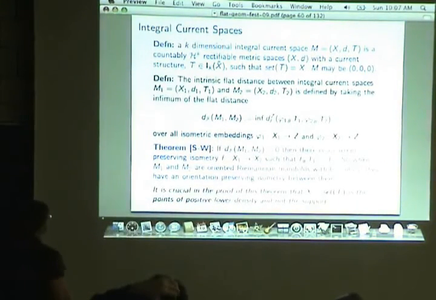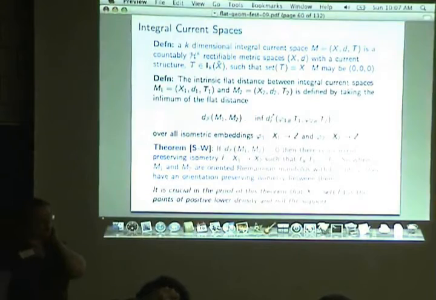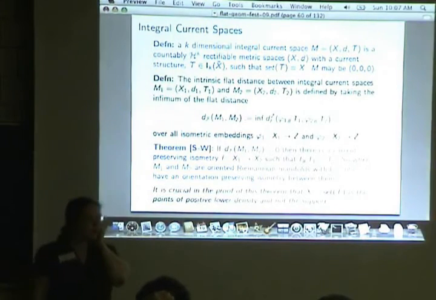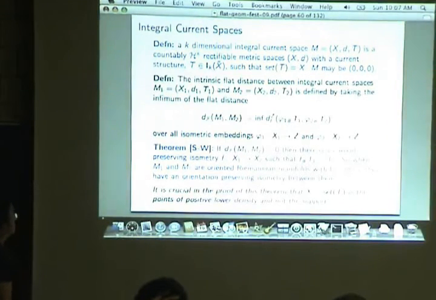Another interesting aspect is that our spaces include zero space. The zero space occurs, I'll show you a picture a little bit later. There's a possibility of the zero space being our space.